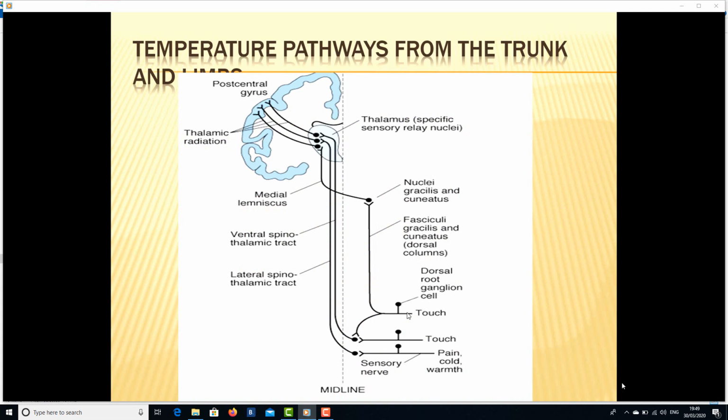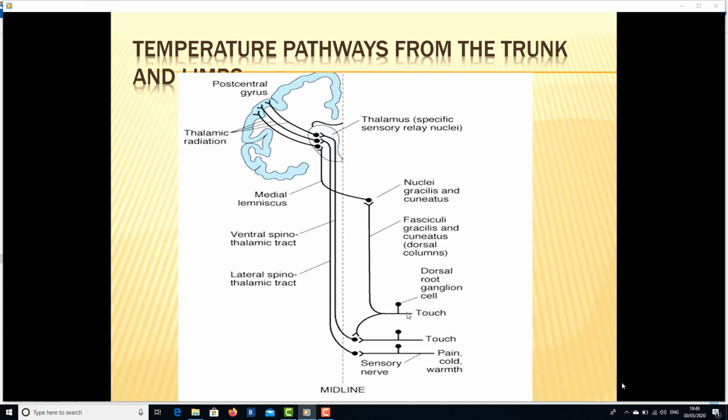Now let's see. You're all supposed to draw and label this diagram in your logbook. Look at this diagram. You can see that there is the first order neuron, which is what?